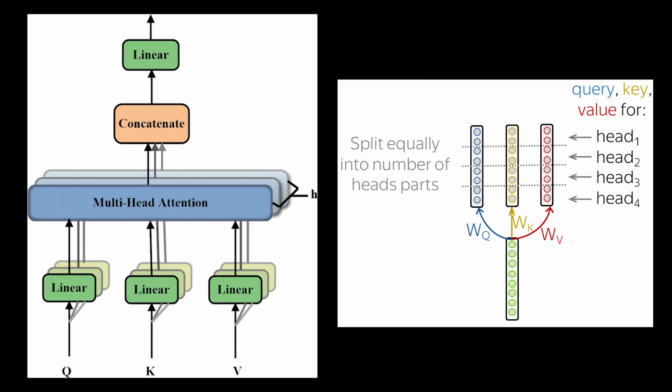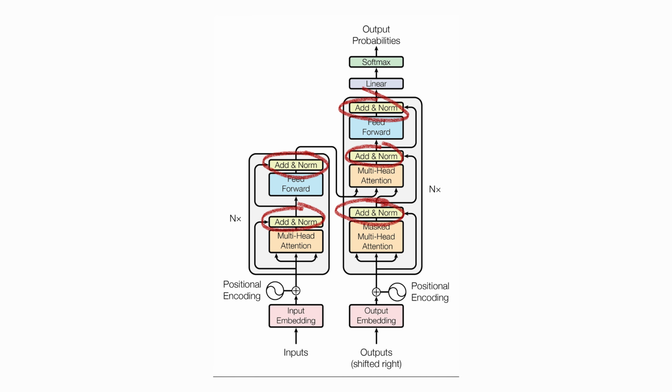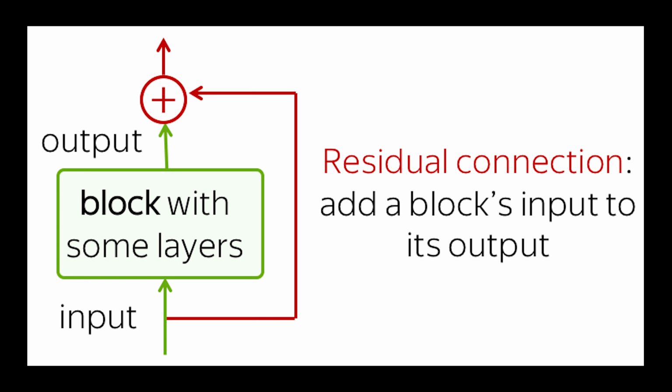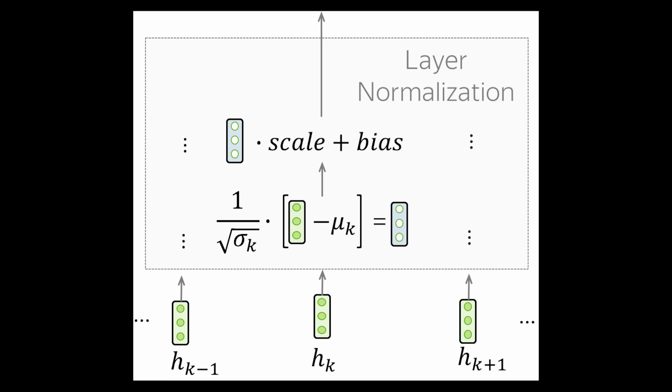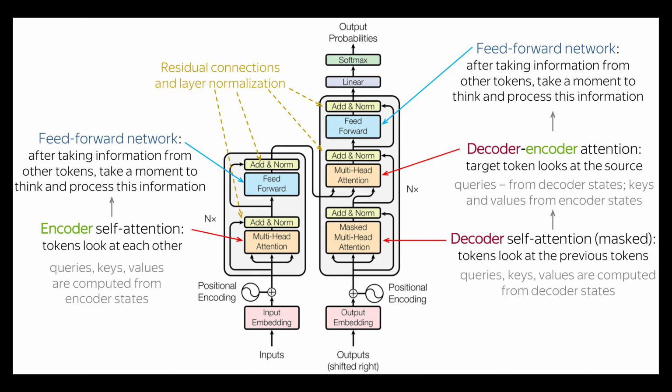I did skip over what residual connections and layer normalization is during this entire part, so let's quickly go over them. Residual connections are basically adding a block's input to its output. They make gradients flow through a network more easily. While layer normalization is just normalizing vectors independently, this is for the network stability. And that's about it for the transformer architecture.